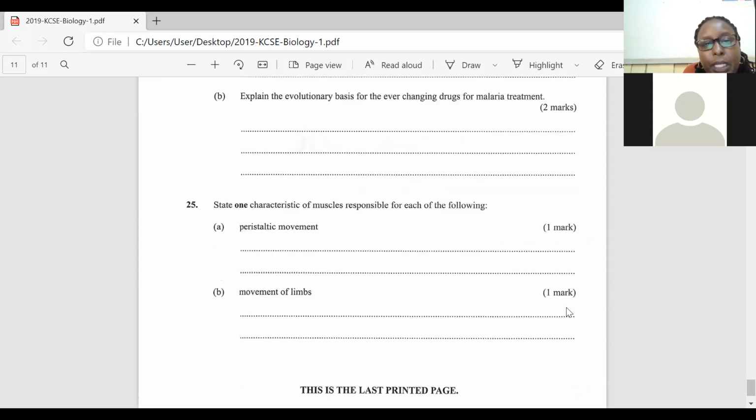Next, we have part B, explain the evolutionary basis for the ever-changing drugs for malaria treatment. That also is a Form 4 question, on genetics, where we talk about mutation, which has led to resistance. So we had to talk about the mutation, how it brought about a change in the genetic constitution, and thus brought resistance to drugs. Again, that had 2 marks.